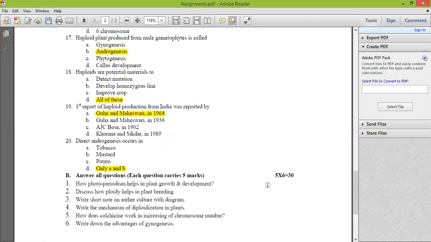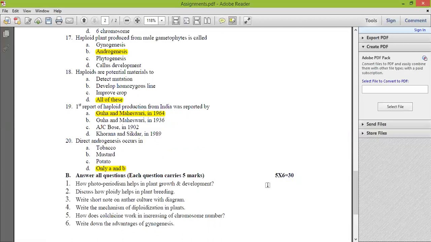You can write less and get a big mark in. That is your opportunity to get some more marks here. Although these are long answer type questions, you have to write very little. So the question is: how does photoperiodism help in plant growth and development?